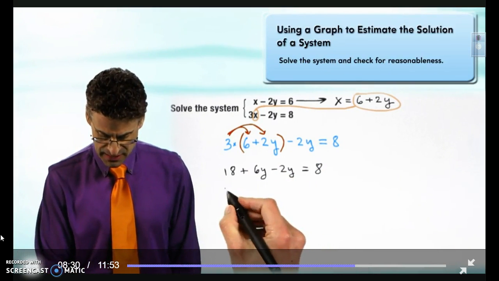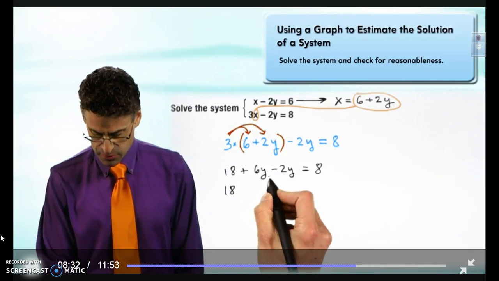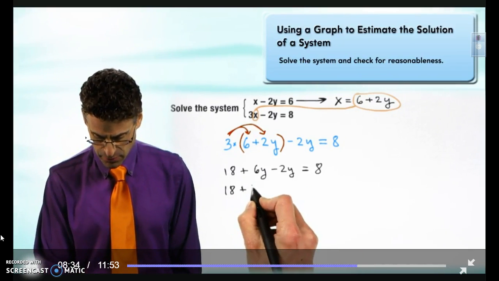Now we simplify and combine like terms. So we have 18, and if I have 6y's and someone takes away 2y's, I'm left with 4y's.